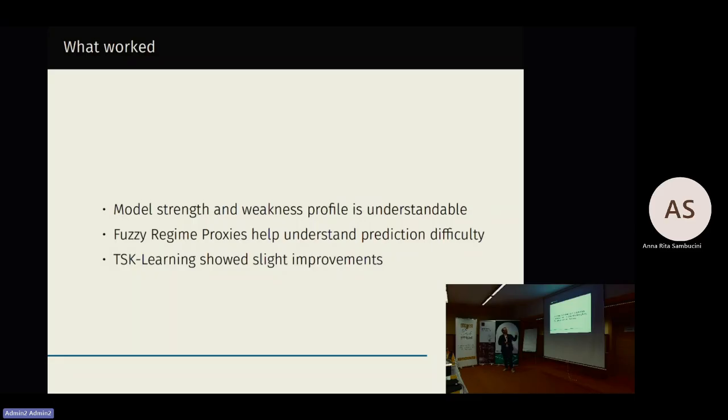Then the fuzzy proxies that we have, or these kinds of contexts that we defined, help to understand the prediction difficulty, as mentioned. When we have high volatility, then they know, okay, we expect a lower accuracy at this time. And the third thing we think the TSK learning showed, even though it's just slight improvements, is that it was capable of assigning different weights to it.